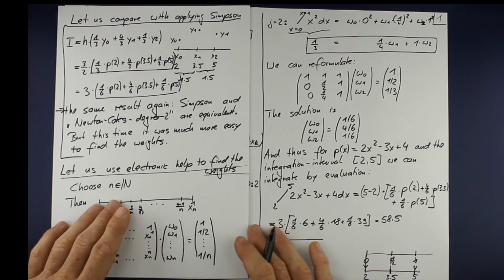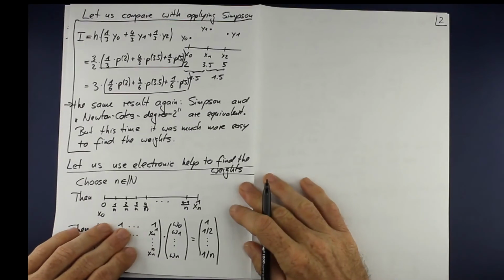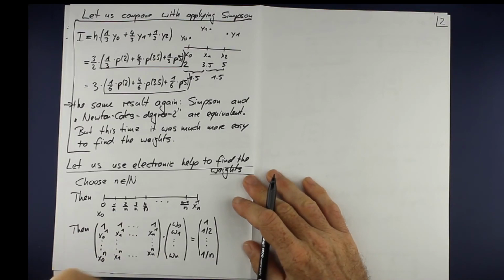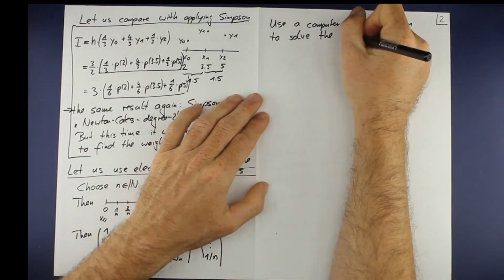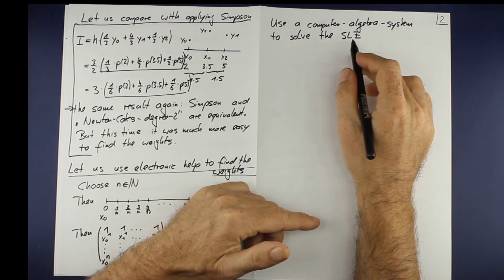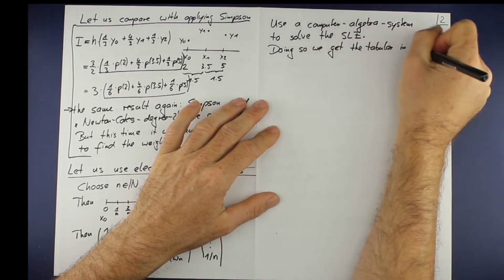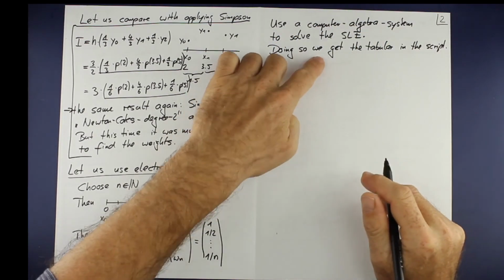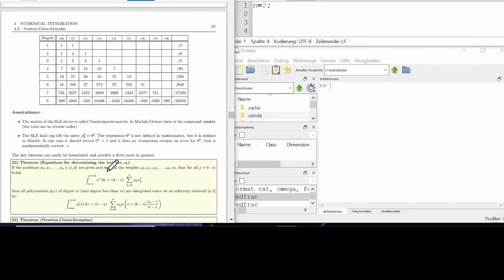And then we will use electronic help to get the solution. The best is to use a computer algebra system. To solve the system of linear equations, I use this abbreviation. Okay, and if we do, we get a tabular which I have in my script and which I don't want to write on that paper. And here is that tabular.